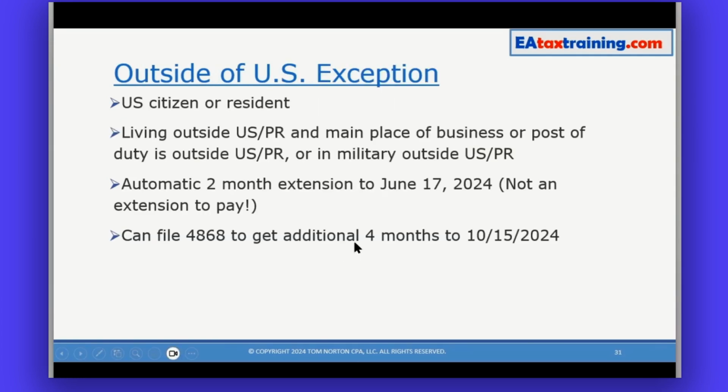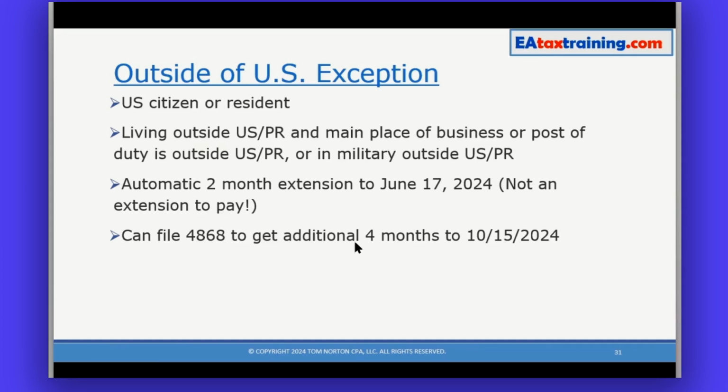Now, there's some exceptions to filing by April 15th. If you are a U.S. citizen or resident and you are living outside of the United States or Puerto Rico, and your main place of business or post of duty is outside the United States or Puerto Rico, or you're in the military outside the United States or Puerto Rico, then you get an automatic 2-month extension to June 17th. And this one really is automatic. You don't have to file the form in order to get it. So be careful when you look at this.